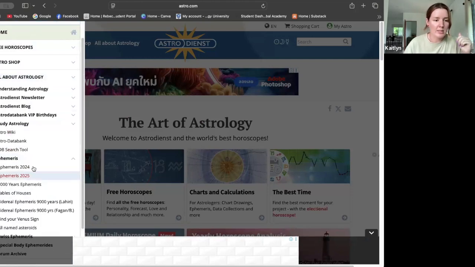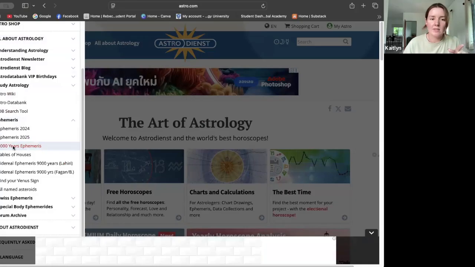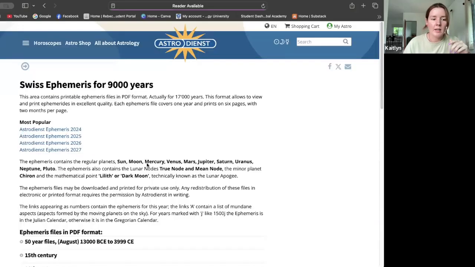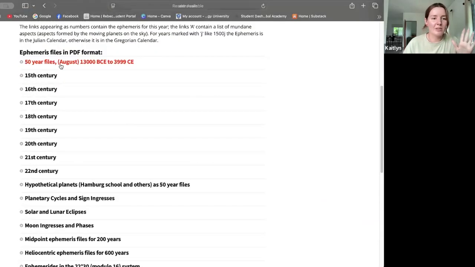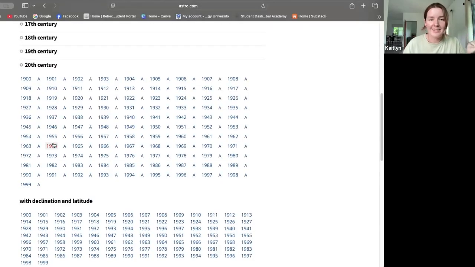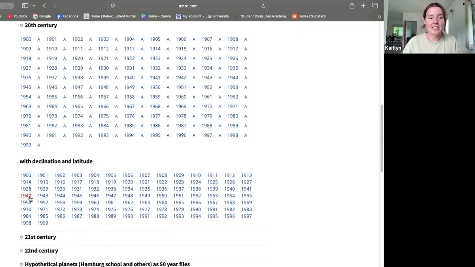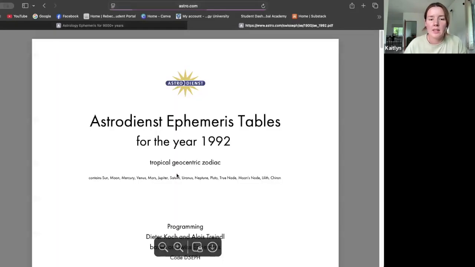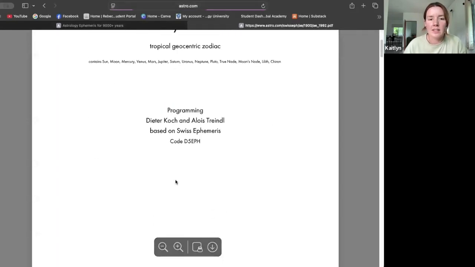It'll bring up a whole bunch of stuff. I like to go to the 9,000 years ephemeris because then you can go way back to the beginning of time, basically. But if you want to know around when you were born, you can go to the 20th century, assuming that you were born in the 20th century. Maybe the 21st century. But I'll just go to my date of birth. So if I go to 1992, it'll pull up the PDF of this year.